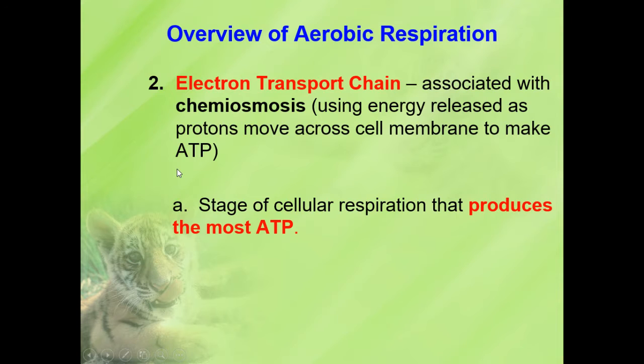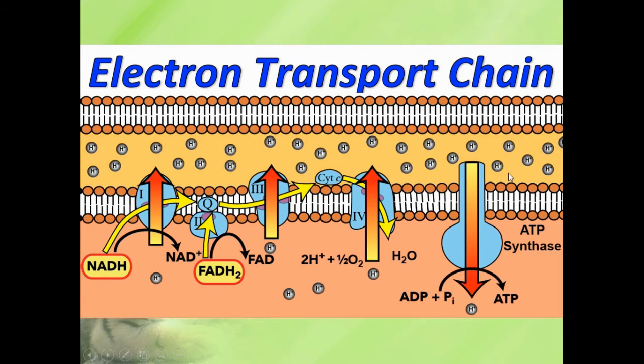The second stage is the electron transport chain. It's associated with chemiosmosis, which we talked about in photosynthesis. It's using energy released as protons to move across the cell membrane to make ATP. This is the stage of cellular respiration that produces the most ATP. And there's your electron transport chain. It occurs in the membrane of the mitochondria.